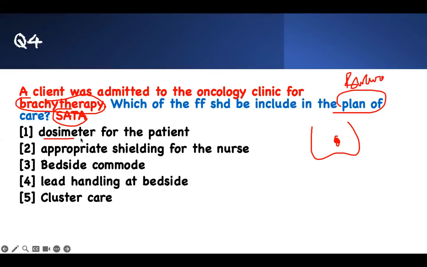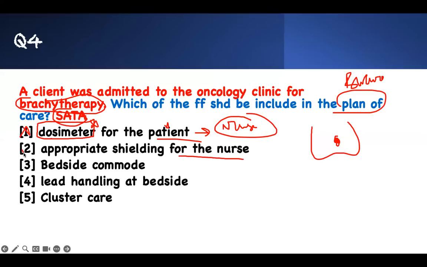Number 1, dosimeter. This measures how much radiation is around the patient. The patient already has radiation in them. Why would they care how much radiation they're going to receive? So the dosimeter is usually given to the nurse, not the client. The nurse will wear this to see how much radiation she's being exposed to. If it's too high, we have to change to another nurse. So not the patient. The patient already has radiation in them, so this should not be included.